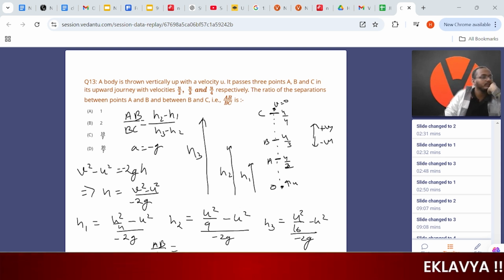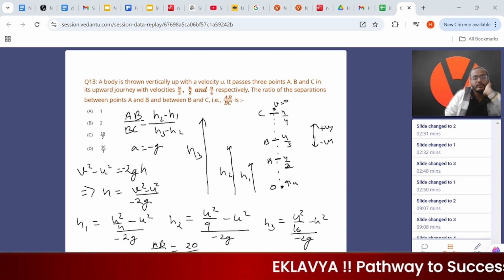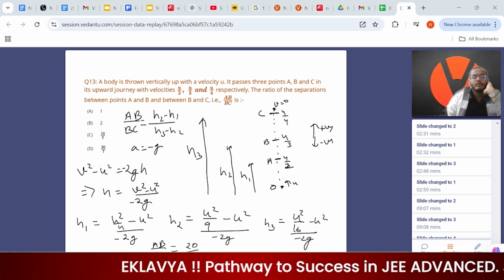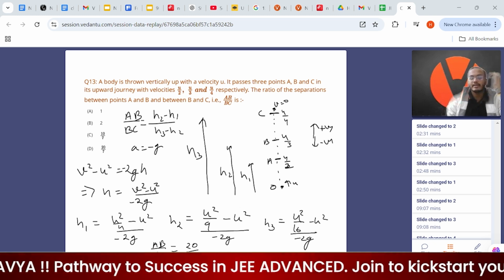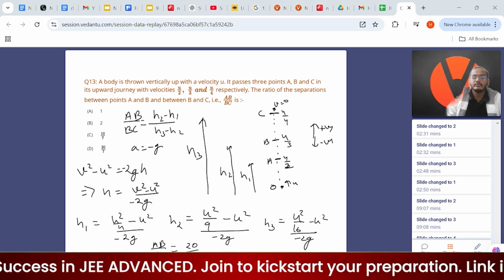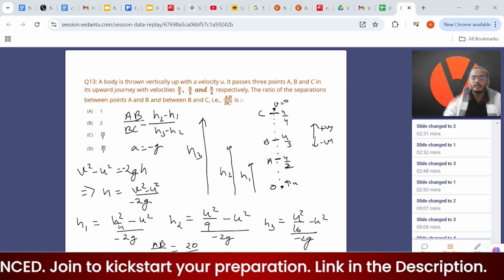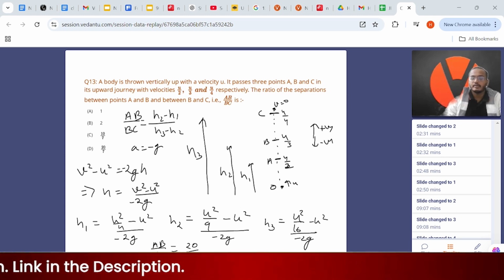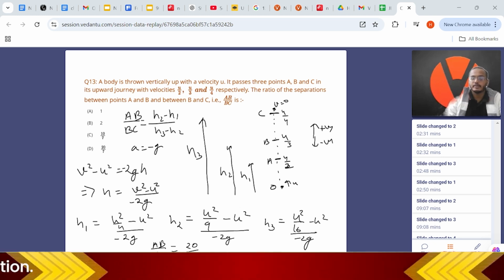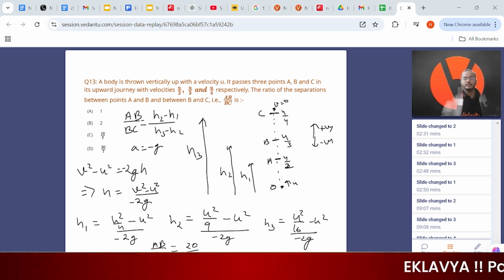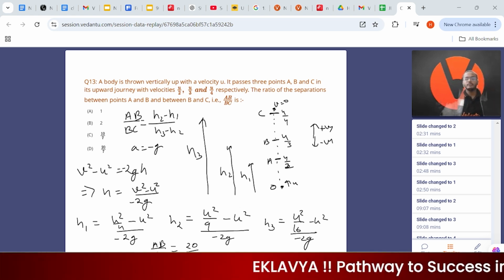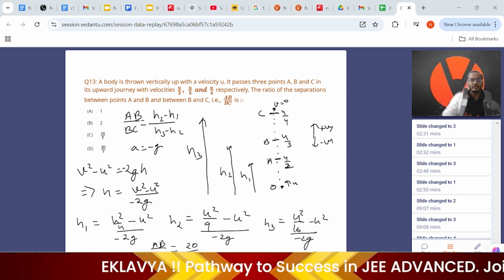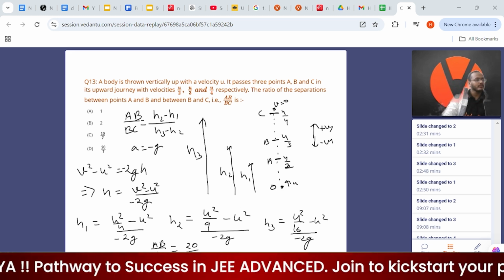When you put these values, you will find that AB upon BC will be equal to 20 upon 7. All you need to do is put the values in. 1 by 4 minus 1, it will be minus 3 by 4. It will be minus 8 by 9. And it will be minus 1 minus 15 by 16, and you just calculate it. See, the 2G factors and the U square factors will cancel out by themselves.